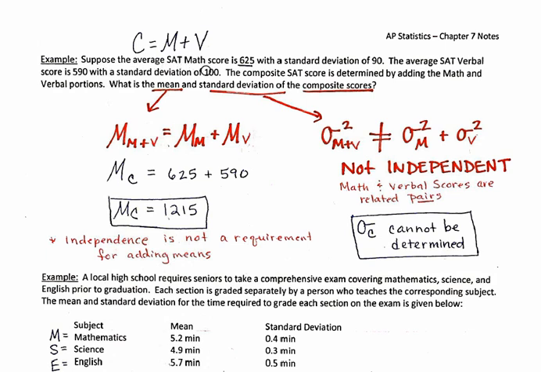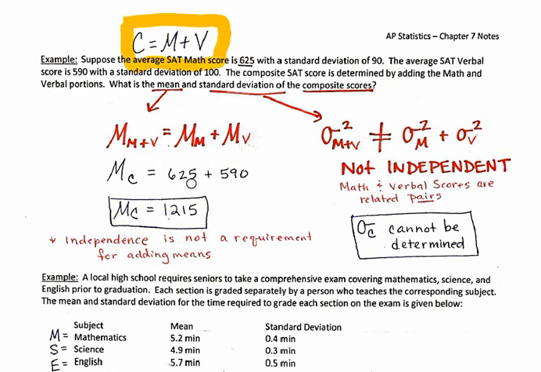Suppose that the average SAT math score is 625 with a standard deviation of 90. The average SAT verbal score is 590 with a standard deviation of 100. The composite SAT score is determined by adding the math and verbal portions. What's the mean and standard deviation of the composite scores? Now, in this case, composite score is going to be the math score plus the verbal score. So we should be able to just add the means together to get that composite score.